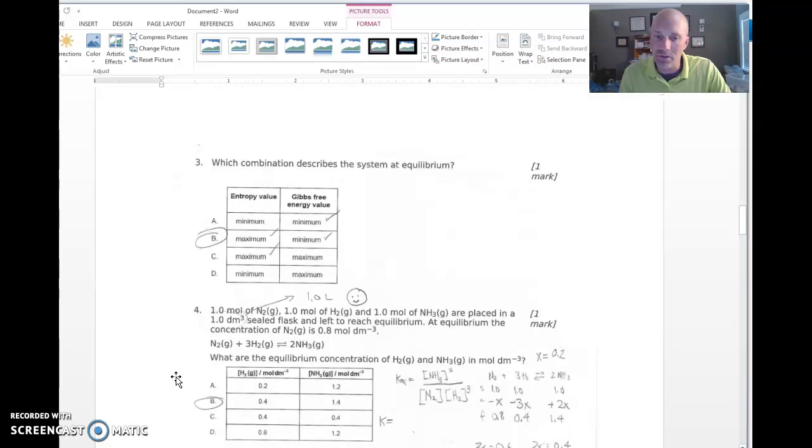All right, in the next problem, this is a standard equilibrium type of problem. Notice that in this question, they say it's placed in a 1 decimeter cubed reaction flask.